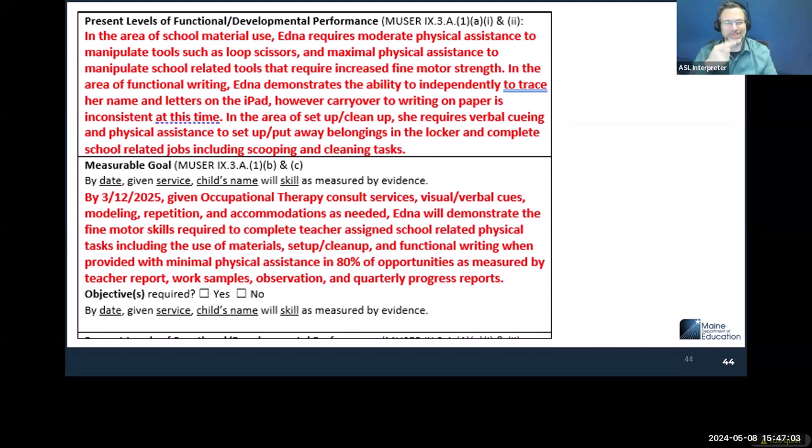Very long, isn't it? There's definitely multiple skills in there. And you can tell in the present level, it says in the area of this, in the area of that, and then in the area of this. So you're kind of giving it away that these are all different skills. No baseline data, right?